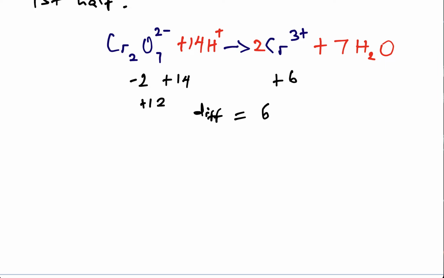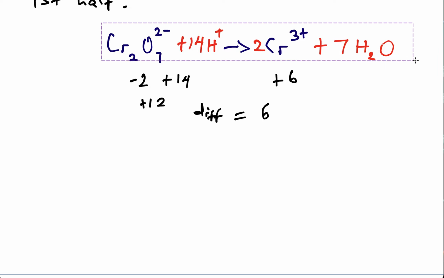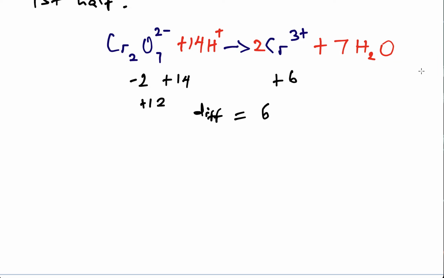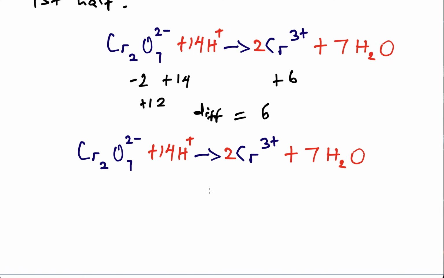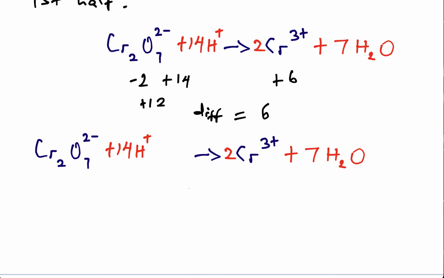So let me quickly copy this segment out and paste it down here. So we'll have this here. So that implies that I need to add 6 electrons to this side. So let me create room for that. So we have plus 6 electrons. And this equation is balanced both atomically and ionically now.